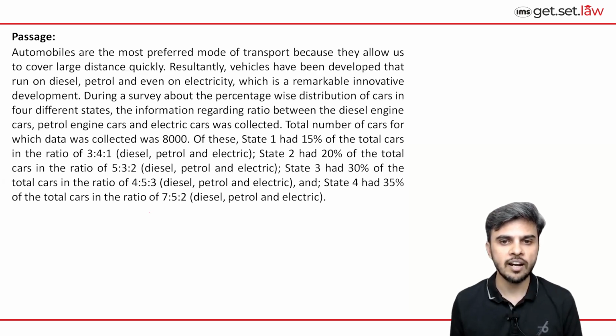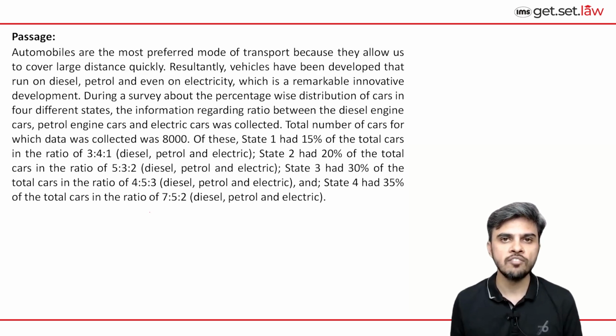Of these, State 1 had 15% of total cars in the ratio of 3:4:1. Sequence is diesel, petrol to electric. State 2 had 20% of total cars in the ratio of 5:3:2. State 3 had 30% of total cars in the ratio of 4:5:3. And State 4 had 35% of total cars in the ratio of 7:5:2.